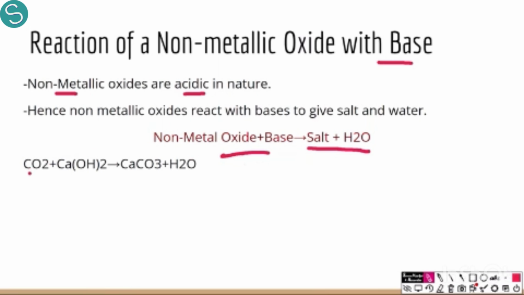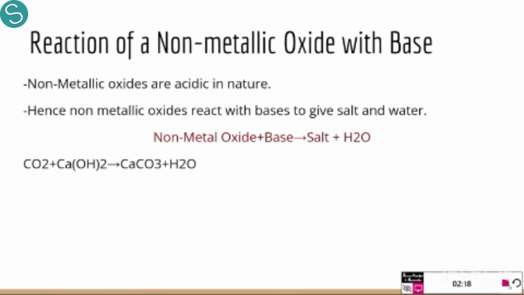We have carbon dioxide here, which is a non-metal oxide. Carbon is a non-metal and carbon dioxide is a non-metallic oxide. It is reacting with the base, which is calcium hydroxide. Calcium hydroxide is a weak base. It reacts with calcium hydroxide to give us calcium carbonate and water. Again we have salt and water. So these were all the reactions of metals and non-metals with acids and bases.